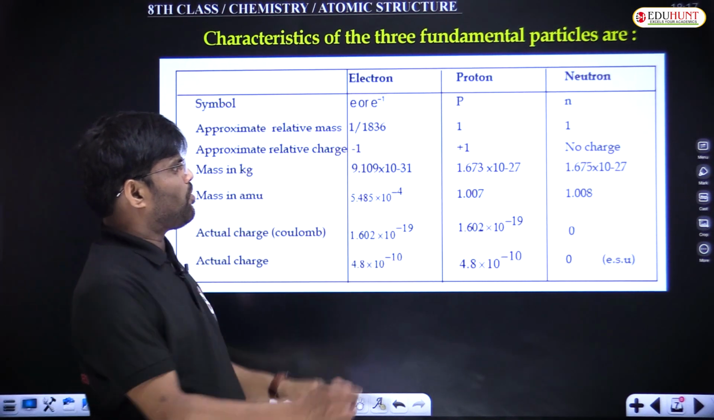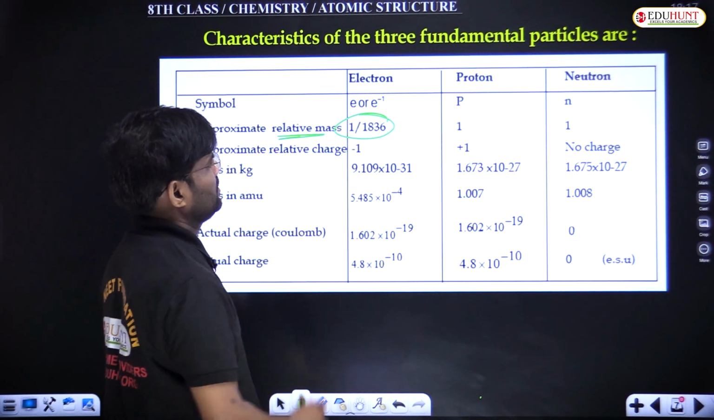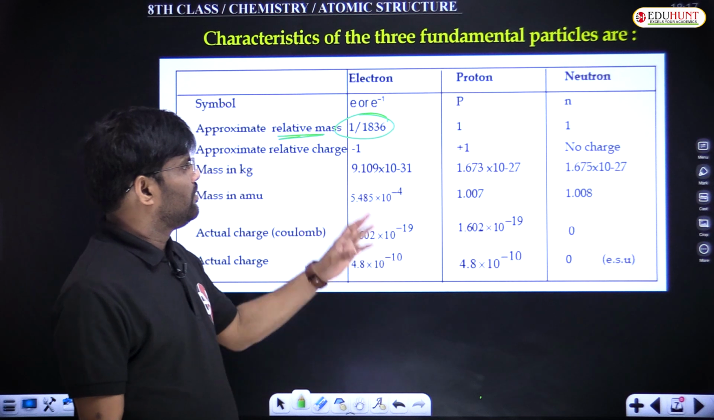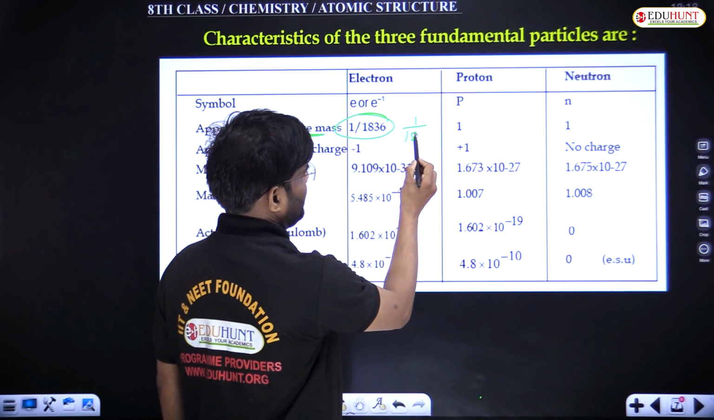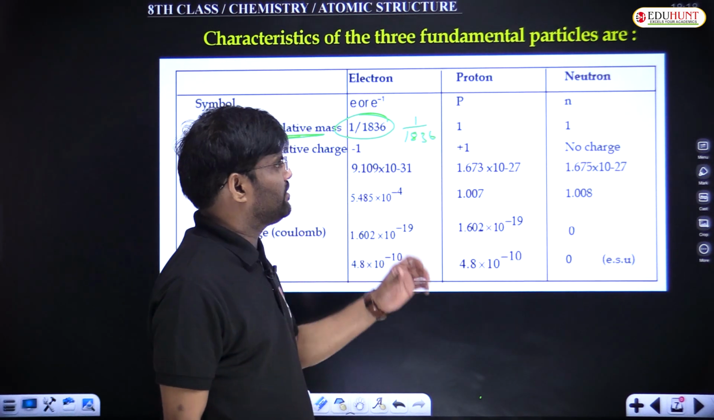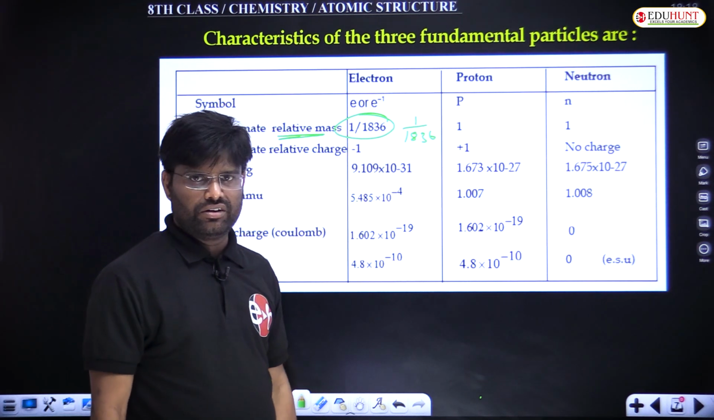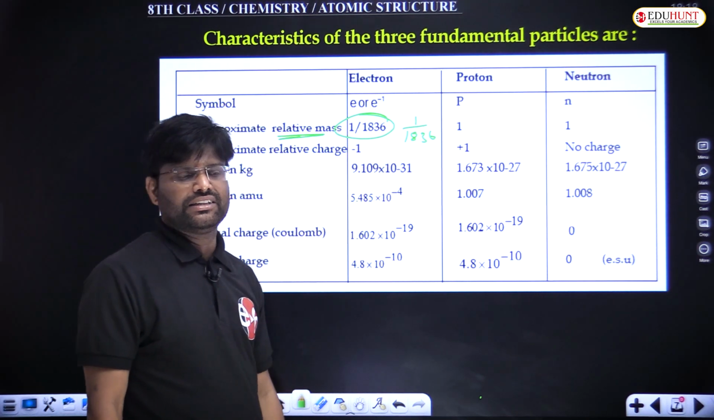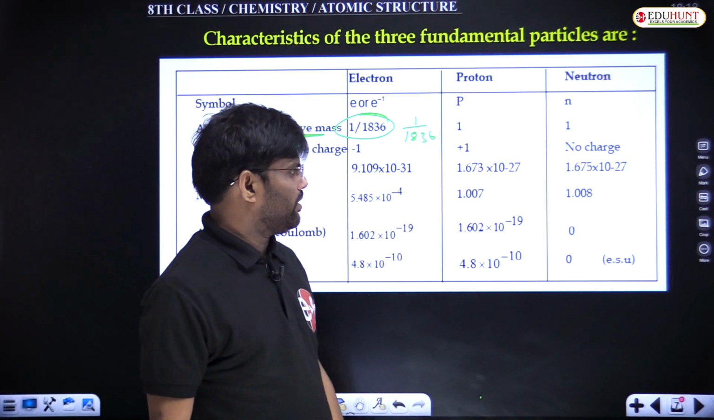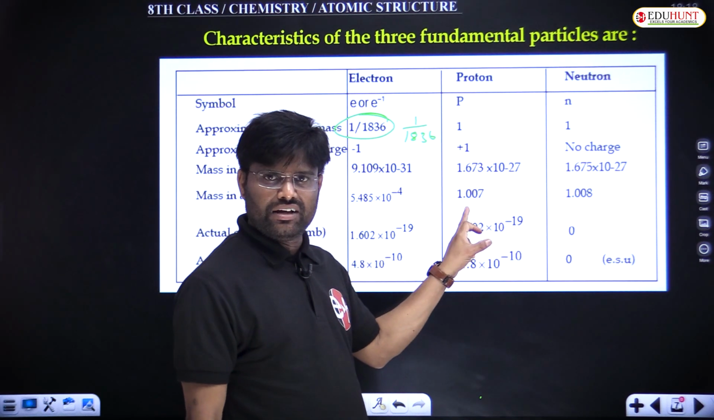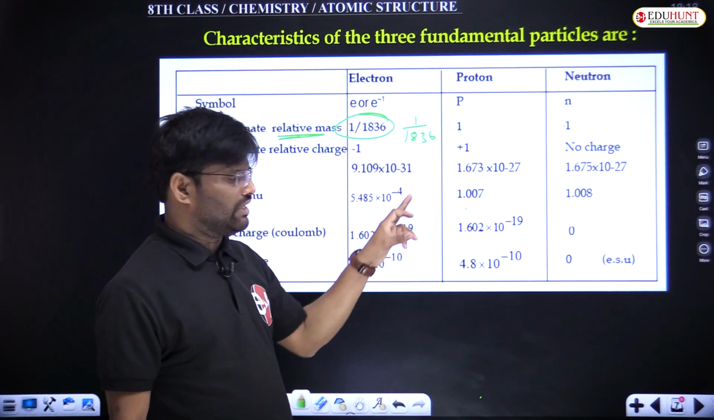Relative charge, but this point only I didn't explain. So the relative mass. This is the mass of the electron. How much is it? 1 by 1836 times the mass of the proton. This is the relative mass of the electron. Then the proton is 1, the neutron is 1. If you divide 1 by 1836, definitely you will get this value.